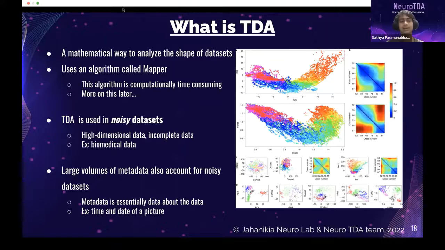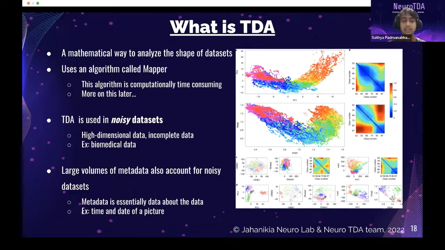Perfect, good, thank you. Yeah, so if you remember back to the goal of our project, it's to use the shape of our data and apply it to neurodegenerative diseases and genomics in order to find and aid in drug discovery, right? So our recurring theme here is going to be a lot about shapes. And so that's what TDA is all about. So it's a mathematical way to analyze the shape of our data sets. So this uses an algorithm called mapper, which is a bit computationally time consuming, but we will get to more on this later on in the fourth section.